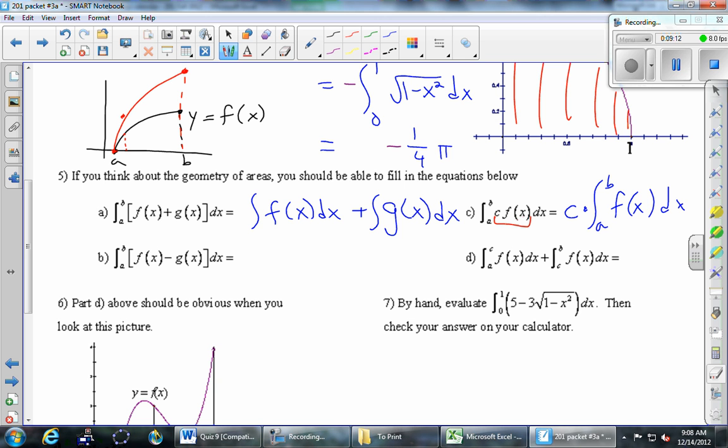Same thing here. What do you think happens in part B? Same, but just put a minus sign. I'll get super lazy and just put a minus sign and say, okay, that's that one.